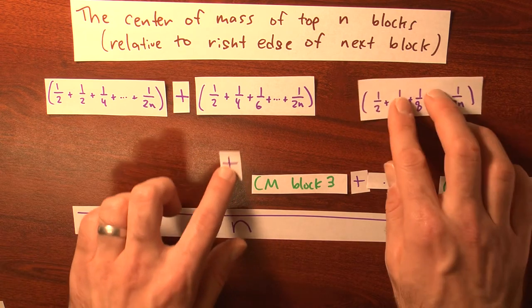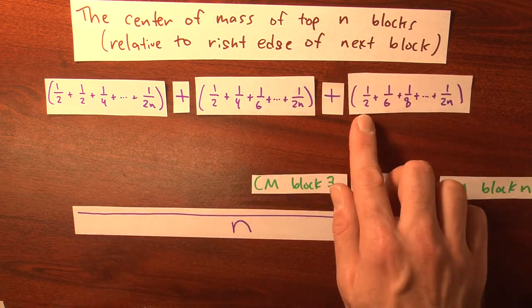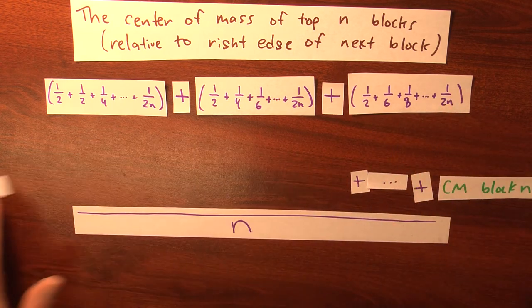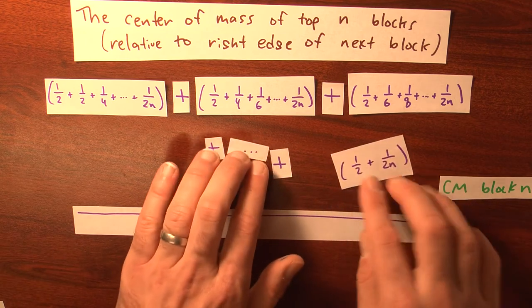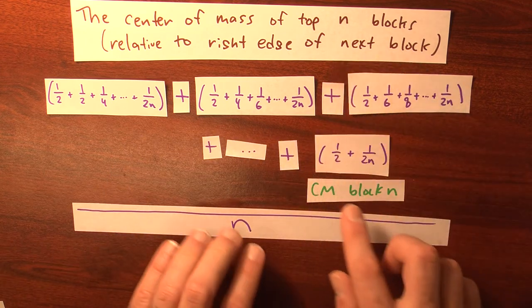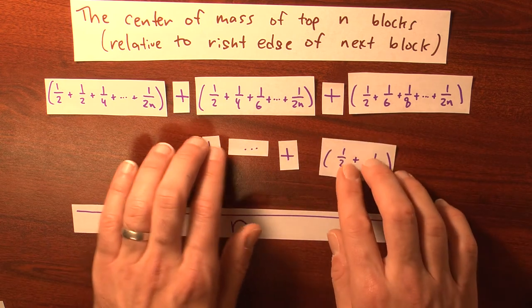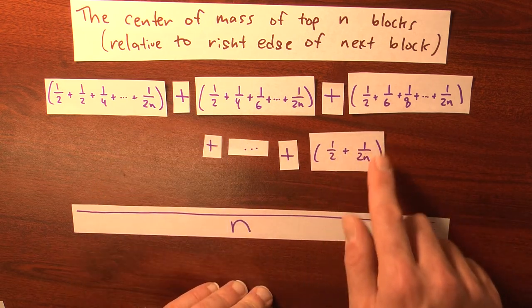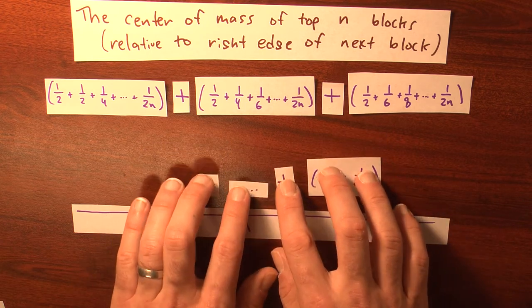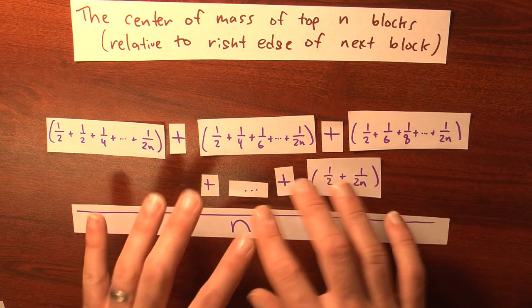Then block number three has a similar looking formula. It's 1/2 plus now 1/6 plus 1/8 until I get to 1/2n. And finally, I get to the nth block, which is right above the block that I'm measuring everything from. So its center of mass is at 1/2 plus just how much I pushed over the nth block, which is 1/2n.